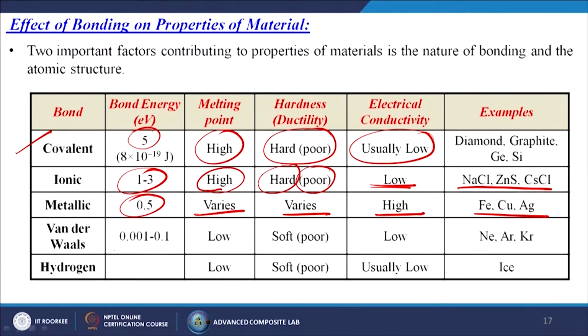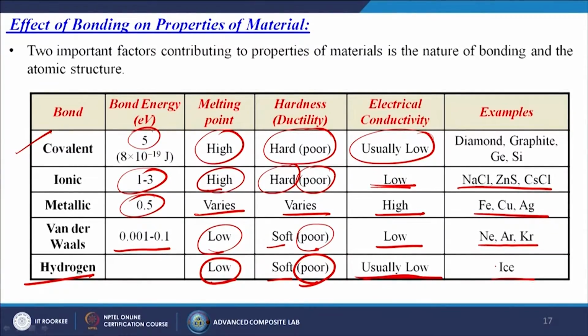Van der Waals force varies from 0.001 to 0.1 electron volt, melting point is low, hardness is soft, but ductility is also very poor, and electrical conductivity is also low, like neon, argon, krypton. And the last one is the hydrogen bond: its melting point is very low, hardness is soft, ductility is poor, usually low, and generally the example is ice or water.